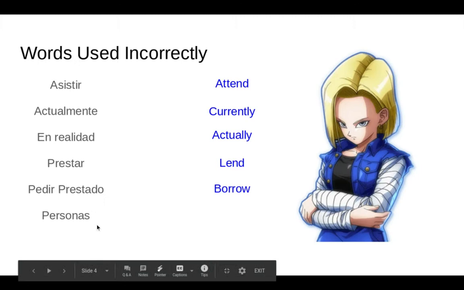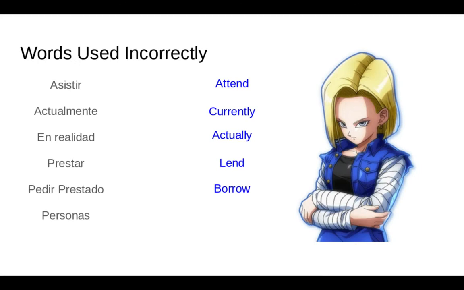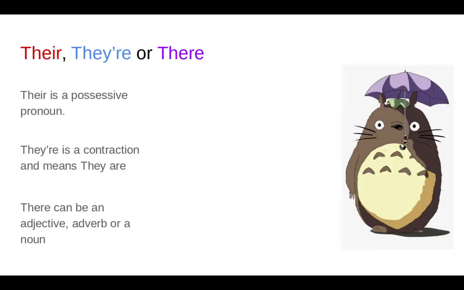Finally, personas is not persons. Persons is not a word in English. It is, but really, really not very common, in extremely specific situations. But I want you to start using people, okay? So, all of the people at the party were very happy. Okay, cool. So now we're going to go on to our final little grammar thing.